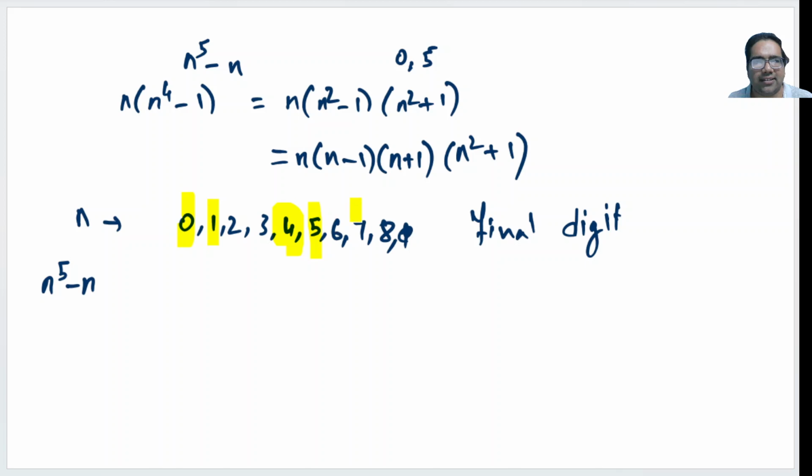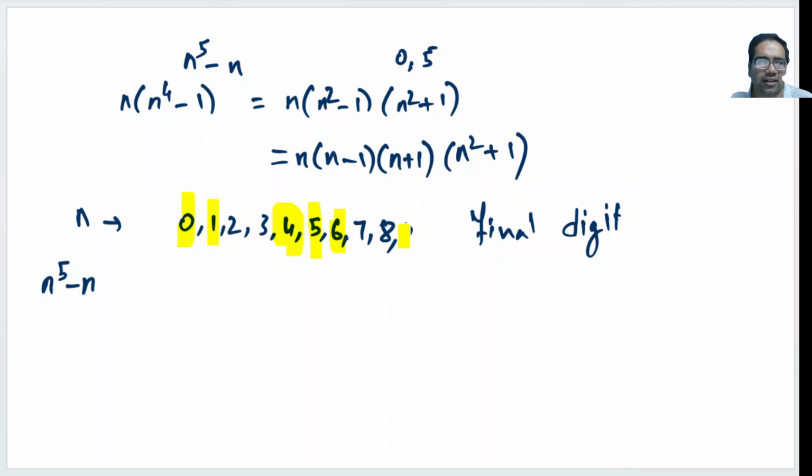Similarly, if n is ending in 6, then n minus 1 will always end in 5, right? N minus 1 is a number which will always end in 5. So the product will always be either 5 or 0. So this is also sorted. We are left with 2, 3, 7, 8, 9.